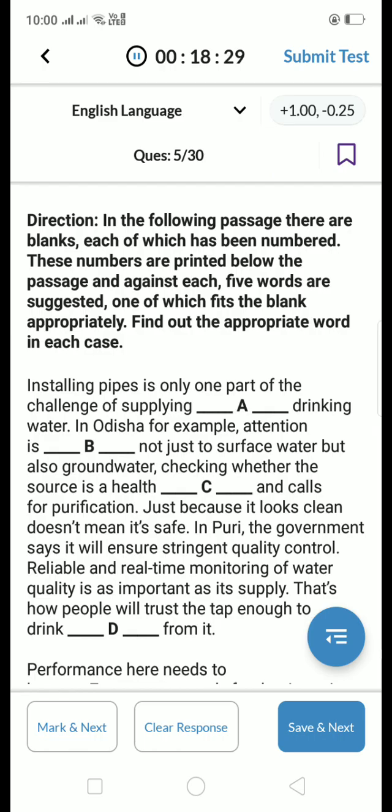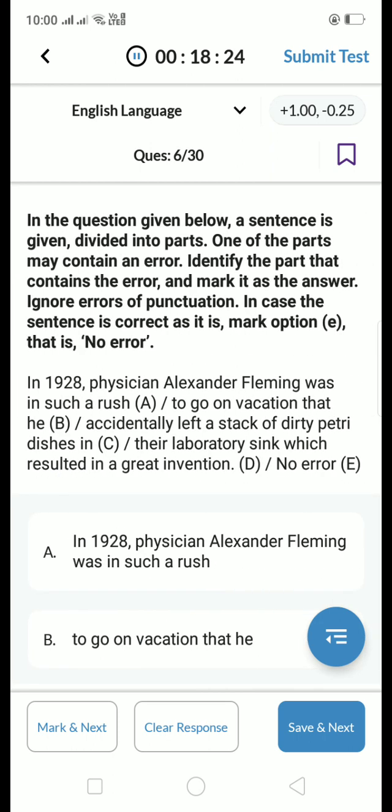और obviously क्योंकि clerk level है तो चलो we'll move on to the next section और ये है error. Okay. In this case the sentence identify the part. Okay, error वाले part को detect करना है. In 1928, physician Alexander Fleming was in such a rush to go on vacation that he accidentally left a stack of dirty petri dishes in their laboratory sink, which resulted in great invention.